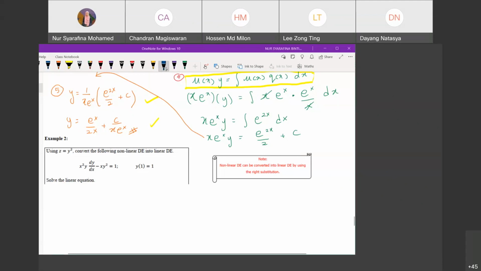Okay, so first from here, using z equals y squared, convert the following nonlinear differential equation. Okay, you know that this is nonlinear. Why? Because, take a look at the coefficient here. You need to have coefficient 1. We can have 1 as the coefficient of dy dx here if you divide everything by x squared y, right?